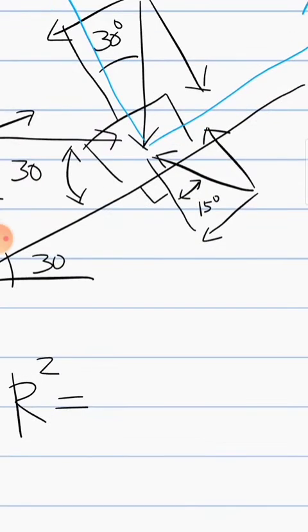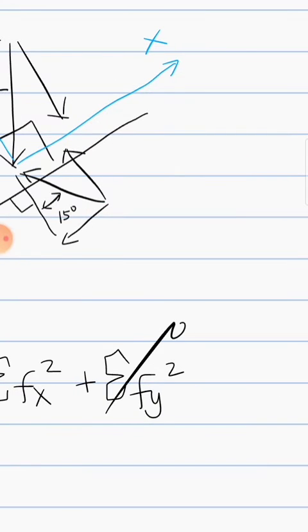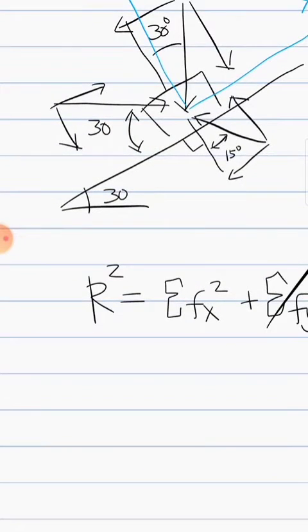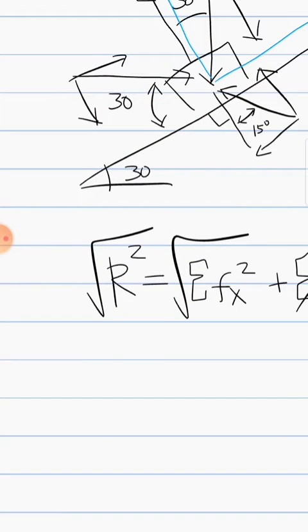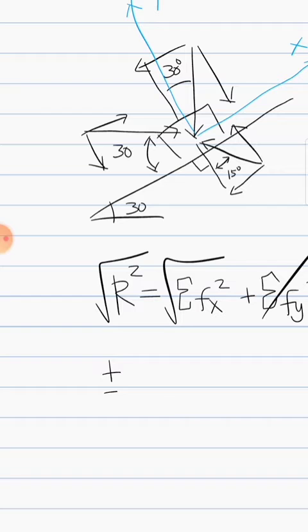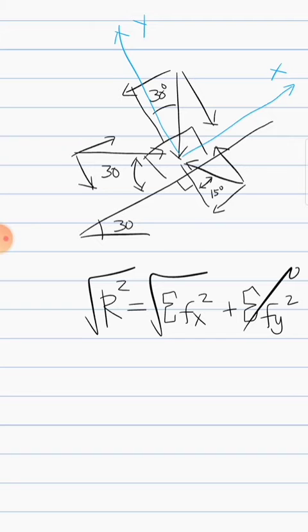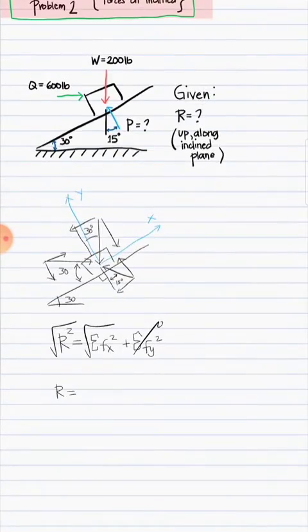The resultant squared is equal to the sum of the forces in the X squared plus the sum of the forces in the Y squared. We already know that the sum of the forces in the Y is 0, since there's no motion. Taking the square root of both sides, it doesn't matter if we take the positive or negative root, because the resultant is always positive. But on some problems, you should consider the negative. So our resultant is just the sum of the forces in the X.